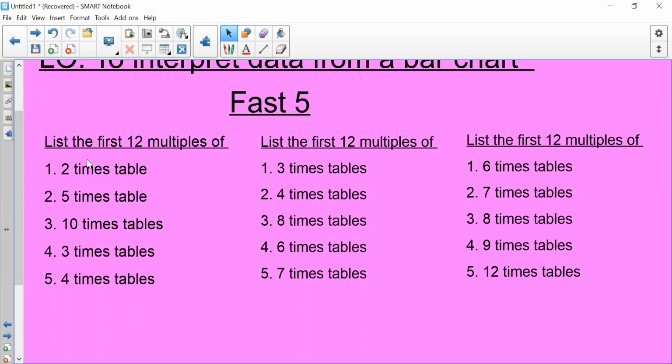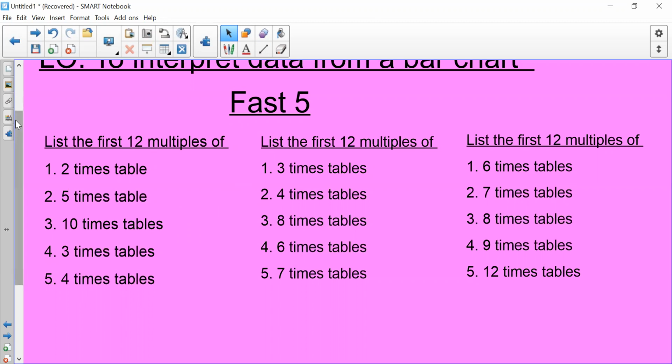So what you've got to do is list the first 12 multiples of the times tables that you select. So multiples are the answers to our times table. So for example, if you pick this one, 1 times 2 is 2. 2 would be your first multiple. 2 times 2 is 4. 4 would be your second one, and you've got to this first 12.